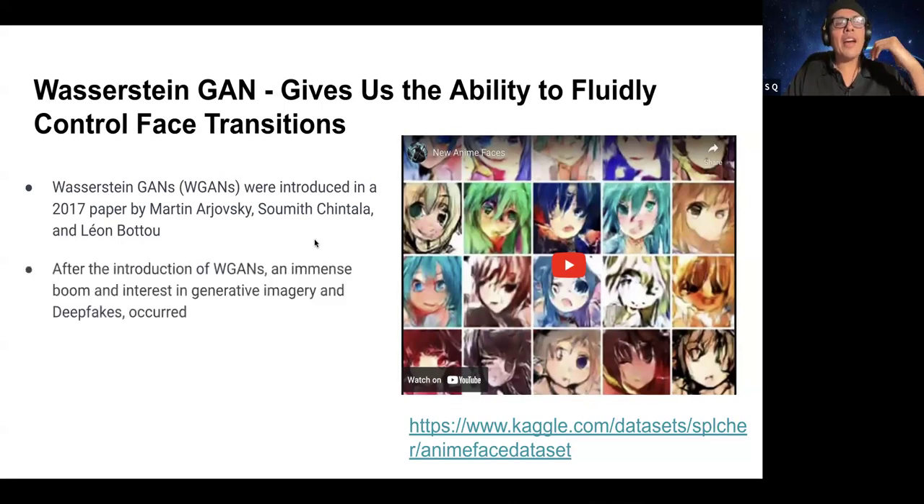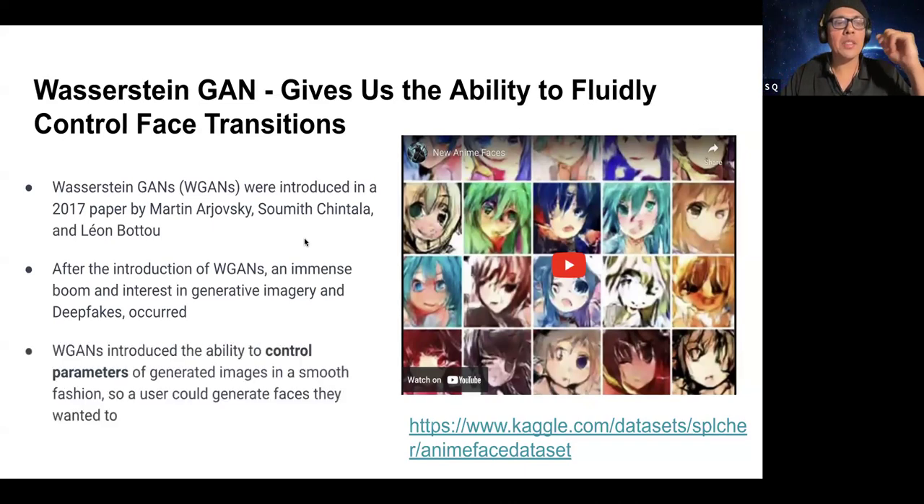And after the introduction of the Wasserstein GAN, there was an immense boom in interest in generative imagery and deepfakes. That's again because now you could generate realistic faces, and I'm going to go into that in the next slides. But the important thing that Wasserstein GANs in practice allowed you to do was parametrically control outputs. That means I can smoothly transition. If you remember the beginning of this presentation, you saw the smooth transition between different people. That started with this Wasserstein GAN.